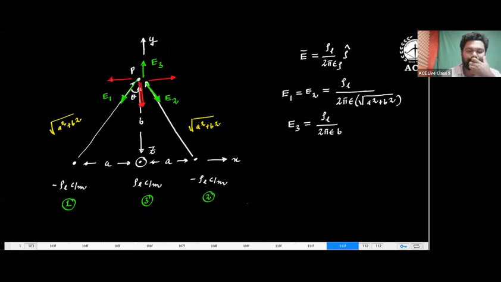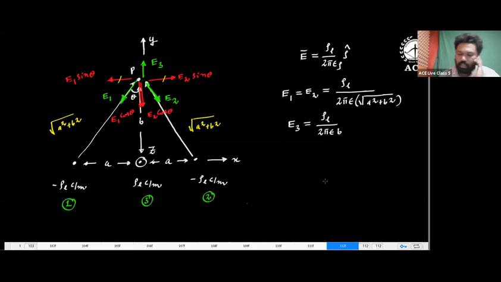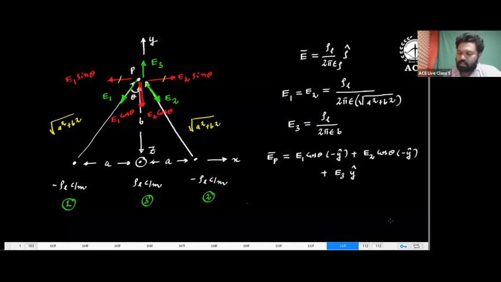Like this. Yes, beta. So what happens here? Here it is E1 cos theta, here E2 cos theta. Here is E2 sin theta, here it is E1 sin theta. Yes. So this one and this one will cancel out. So the overall electric field at the point P is equal to E1 cos theta in the negative y direction plus E2 cos theta in the negative y direction plus E3 in the positive y direction, beta.